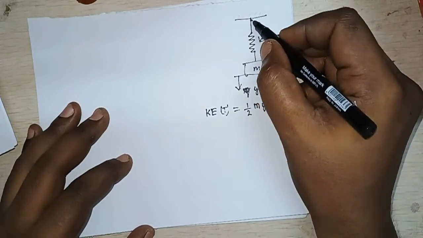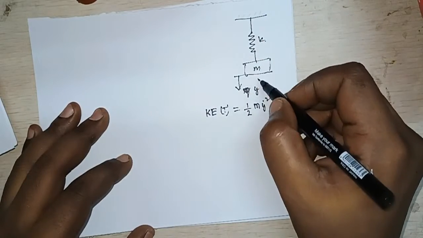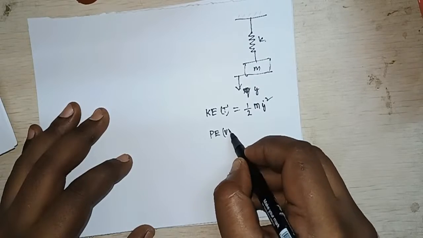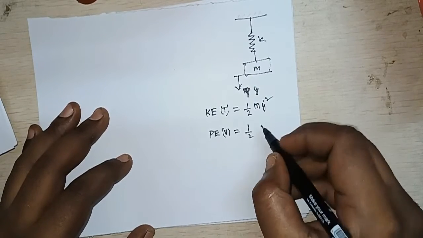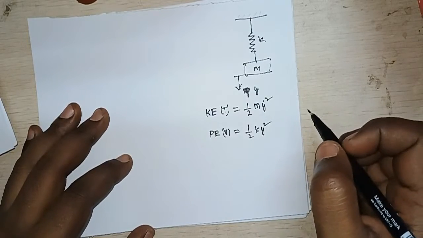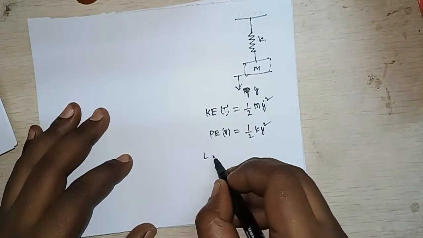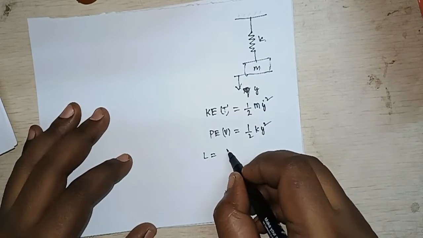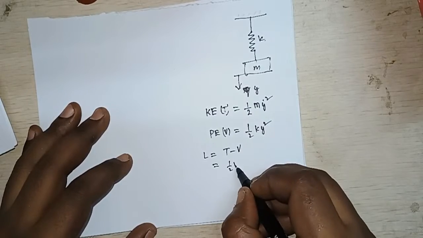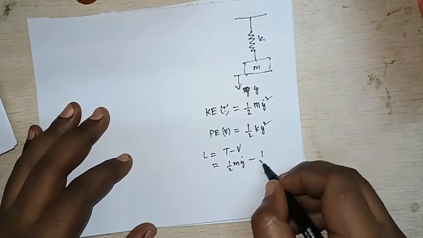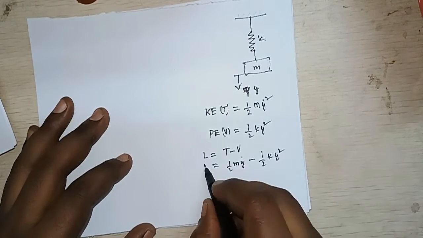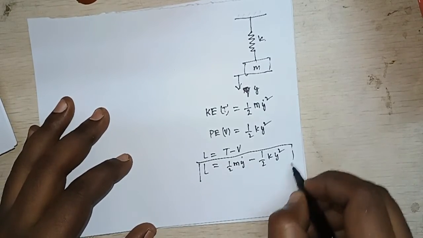The spring on this side is 0. Only over here it has a deflection. The potential energy of the spring is half k y square. That's all. Now the Lagrangian function for us is T minus V. What is T minus V? Half m y dot square minus half k y square. We have developed the Lagrangian function.